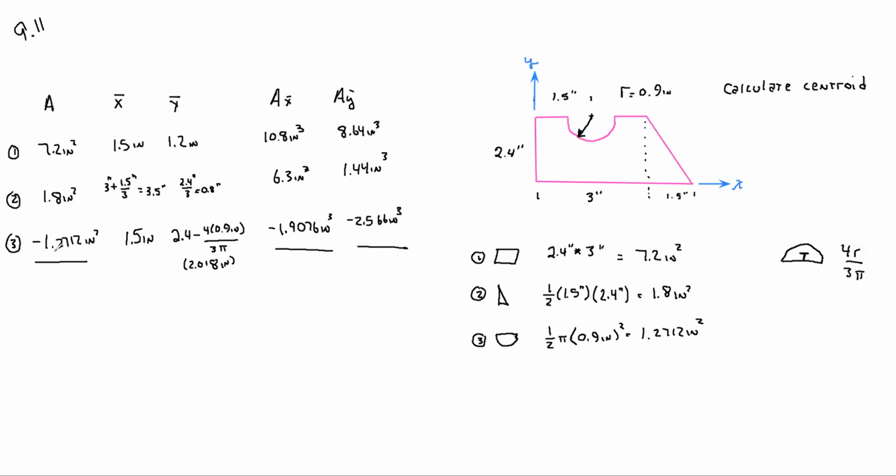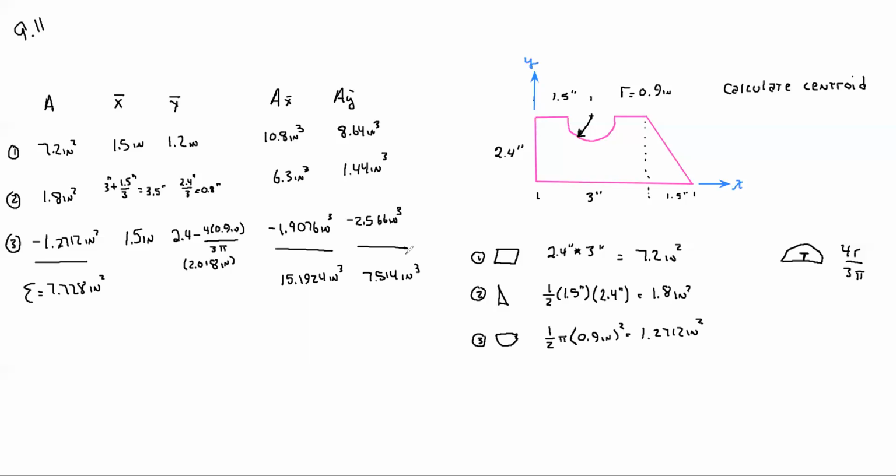Summation of the area, 7.728 square inches. So 7.2 plus 1.8 is 9, 9 minus 1.272. Summation of A times x bar, 15.19 or so. And summation of A times y bar, 7.514 cubic inches. All right, so that allows us to complete the chart.